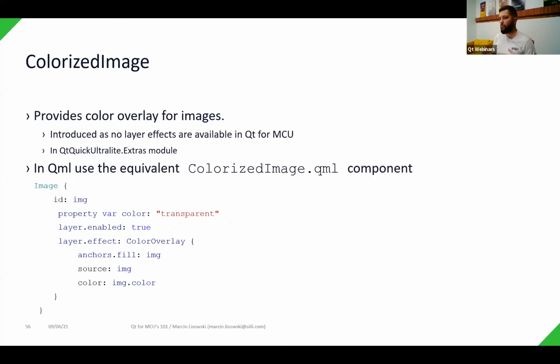One of them is the colorized image, which provides you a way to colorize the asset that is provided as a source for it. It's available in the Qt Quick Ultralite Extras module, and in the normal Qt, its equivalent is to enable the layer on the image and then provide the effect, which is the color overlay of a given color. Well, this is exactly how it works on Qt for MCUs. And this type is not available in the big Qt.